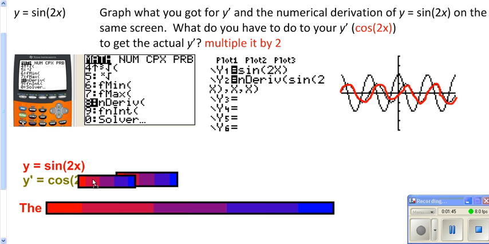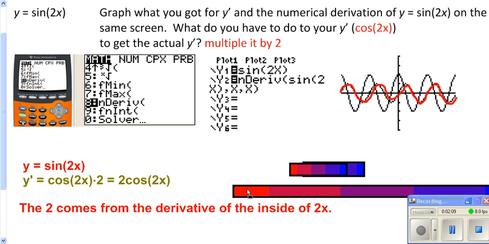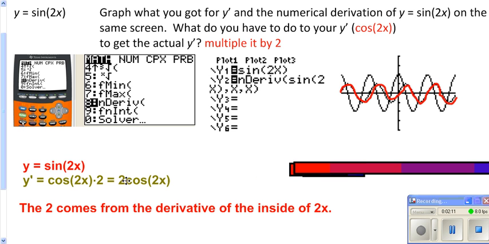Yes, your derivative is the cosine of 2x, but then it's multiplied by 2. That extra 2 comes from being the derivative of the inside. The inside function is 2x. Derivative of 2x is 2. So it really simplifies down to 2 cosine 2x. So the extra 2 in front comes from the derivative of the inside, which is 2x.